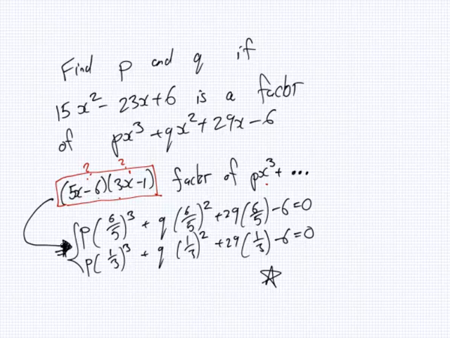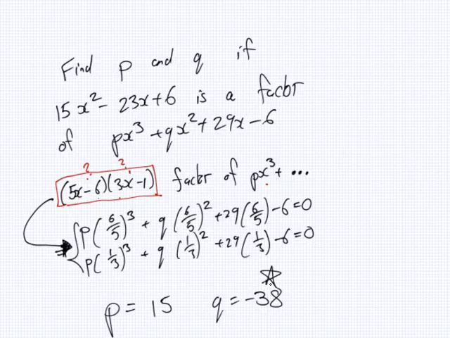What answers did you get for P and Q? Minus 15 and 38. Go on, Fuan. What did you get? P equals and Q equals. Is that what you got over here? See, if you work together.